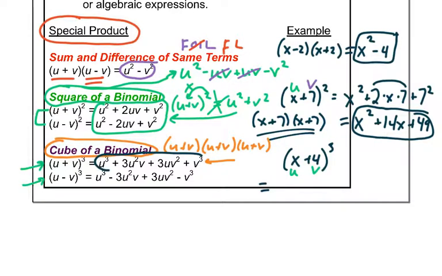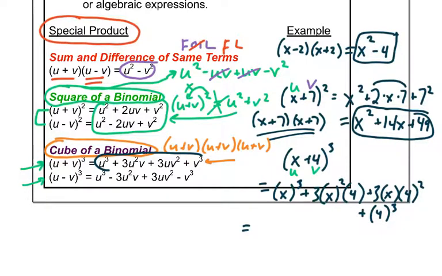By our formula, look over here on the right side. I should have u cubed, plus 3u squared times the v, which was the 4. Keep going. Plus 3u times the v squared. And then finally plus the v cubed. Now we just simplify.